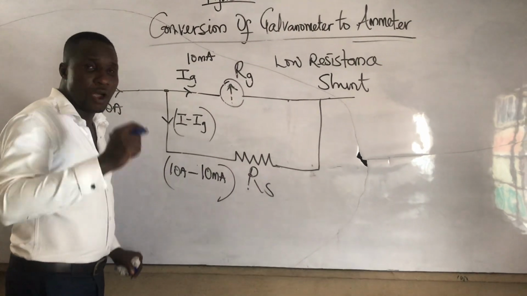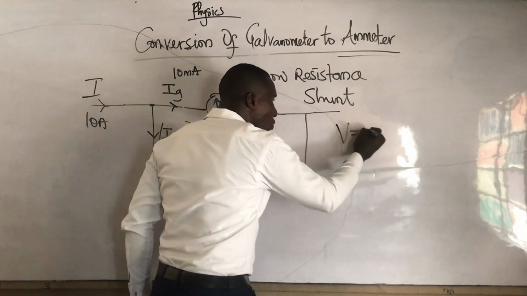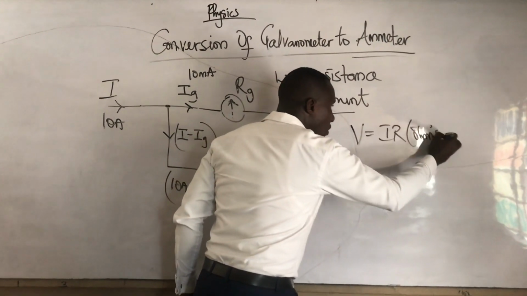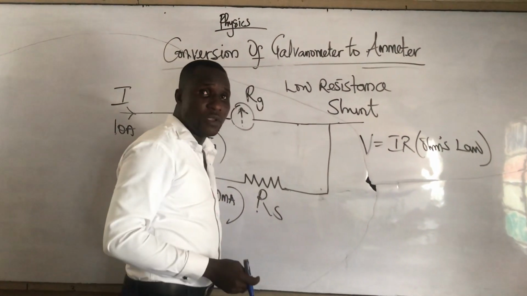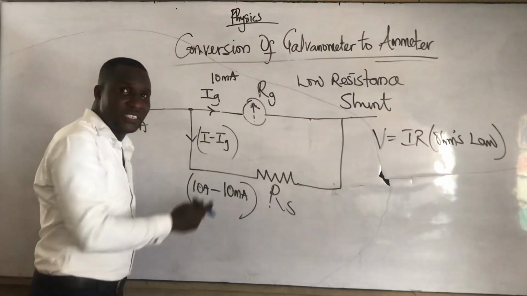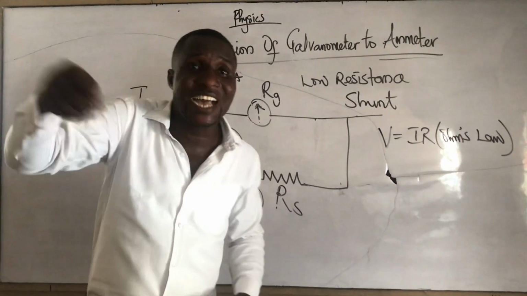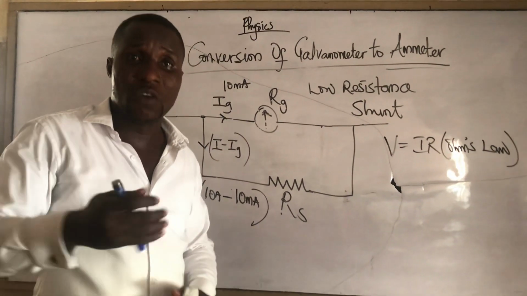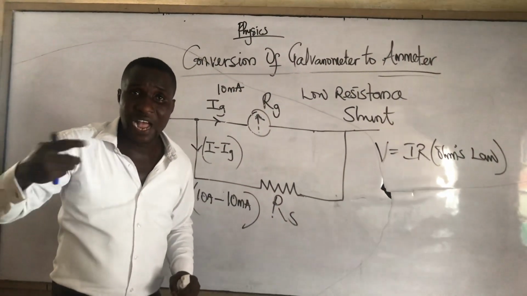Don't forget, from Ohm's law, what is Ohm's law? Ohm's law states that V equals IR. Don't forget, when you have two or more resistors connected in parallel, they have the same potential difference across them.